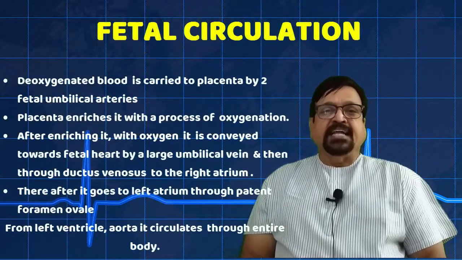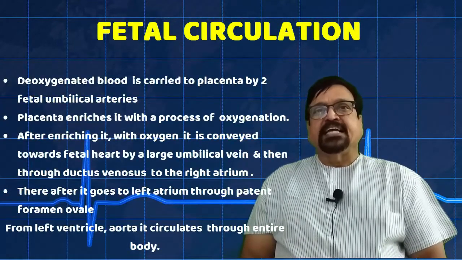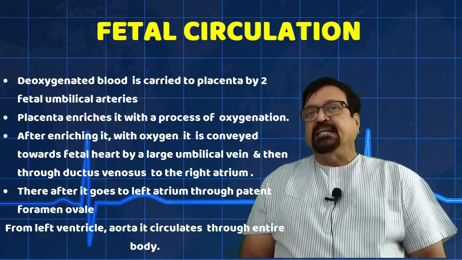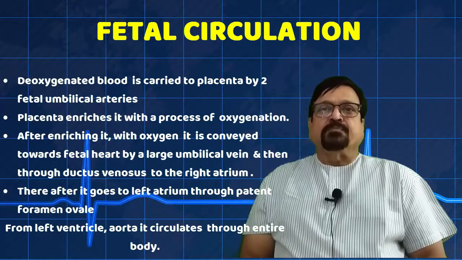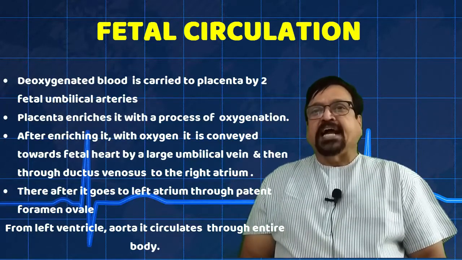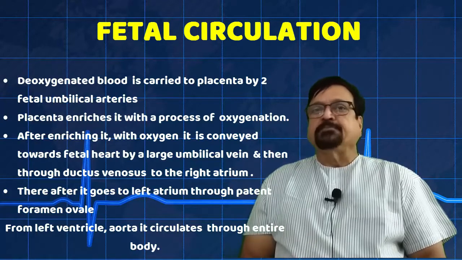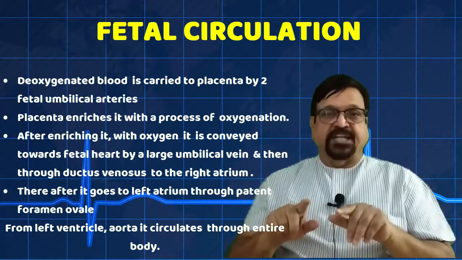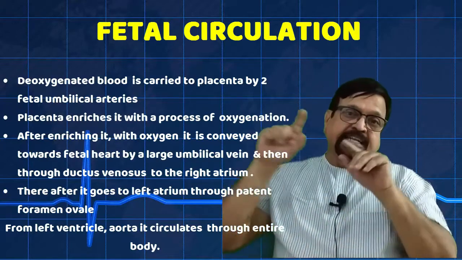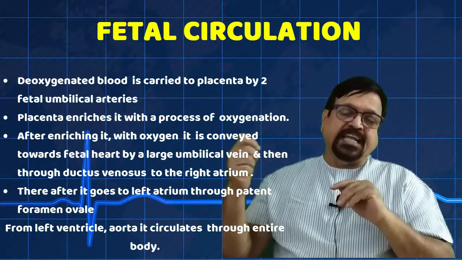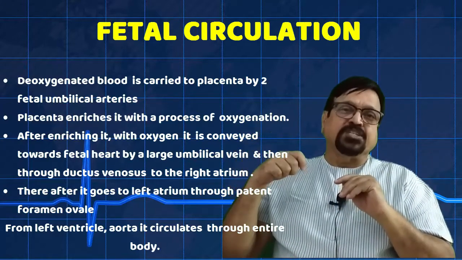Now, to understand what the X-ray appearances are, it is essential that we know how fetal circulation takes place. Let us start from the umbilical arteries. There are two umbilical arteries which carry impure blood from the fetus up to the placenta. The placenta does a job of purification. It removes the toxicants, the deoxygenated products, that is, the toxins of the blood.